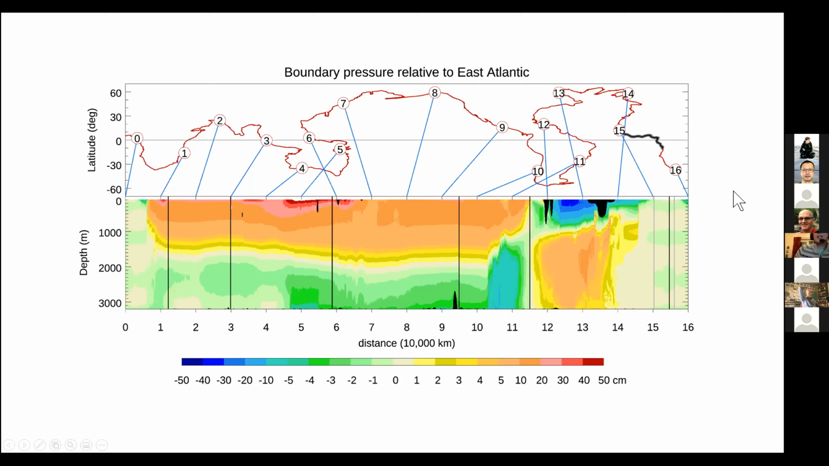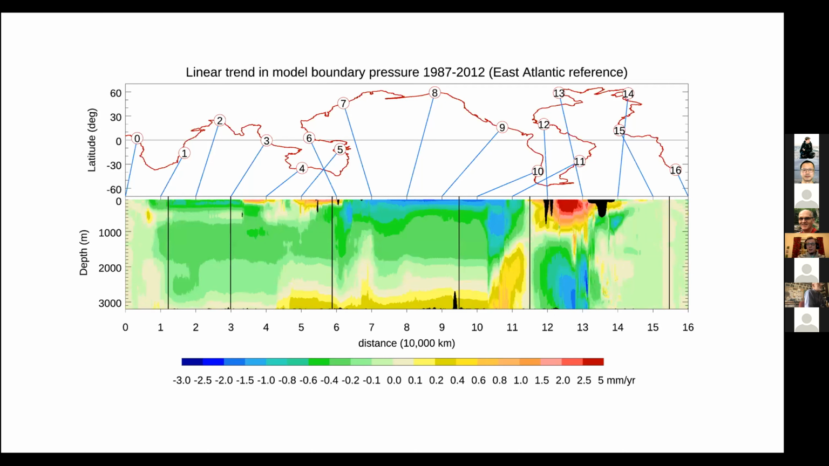So huge coherence. And this is actually dominated by the meridional overturning circulation. This pattern, which you see on the western side of the Atlantic, is the pattern of pressures associated with a northward flow in shallow water and a southward flow in deep water. And it's also there if you look at the long-term trend, the same pattern. So there's in this model a decline in the MOC over those timescales.